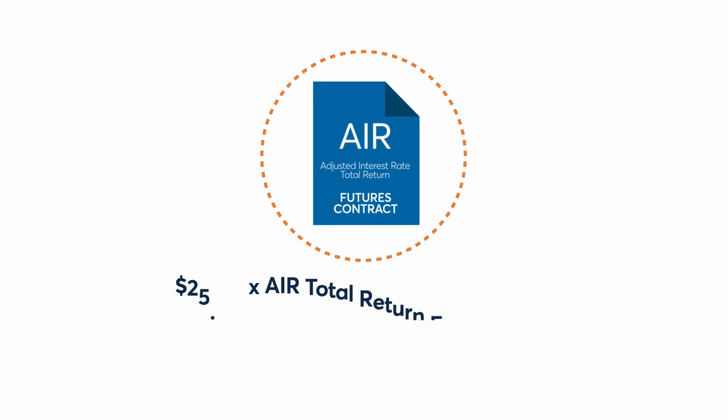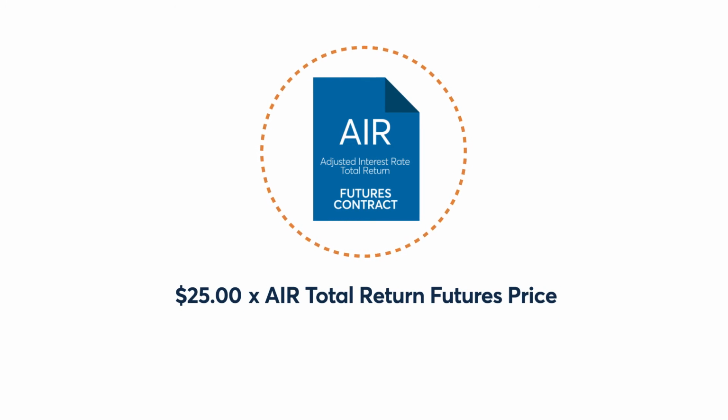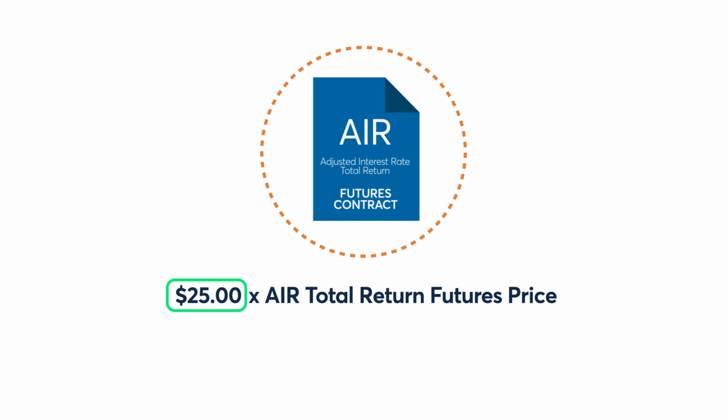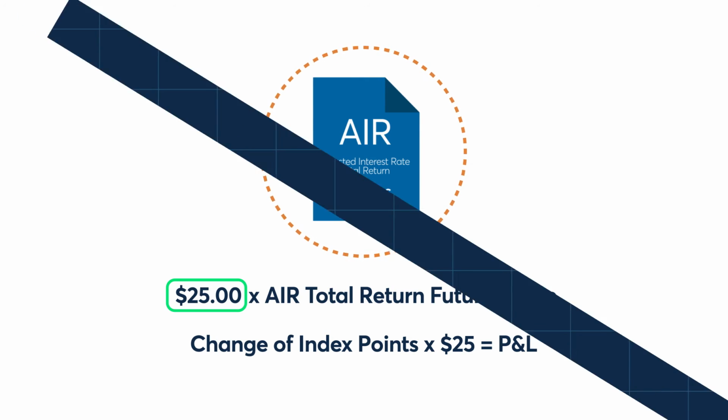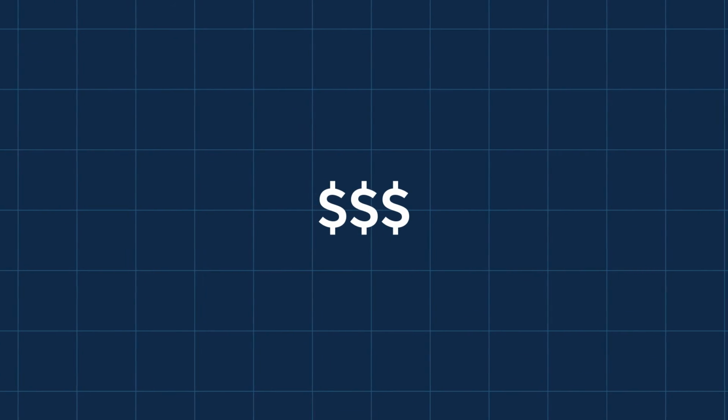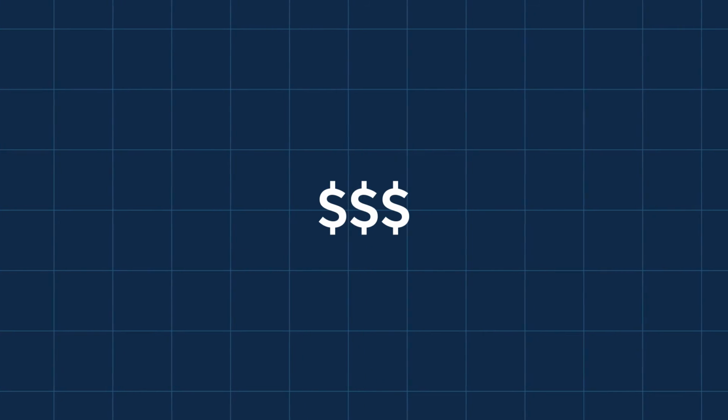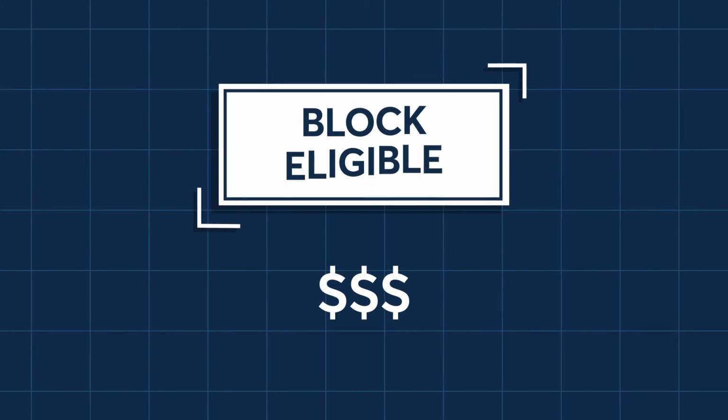The AIR Total Return Futures contract notional value is determined by the contract's fixed multiplier, which is $25 times the futures settlement value. For example, the daily change in the futures index value expressed in index points times $25 would determine the change in profit or loss per contract. As with most equity index products, AIR Total Return Futures are a financially settled product and are block eligible.